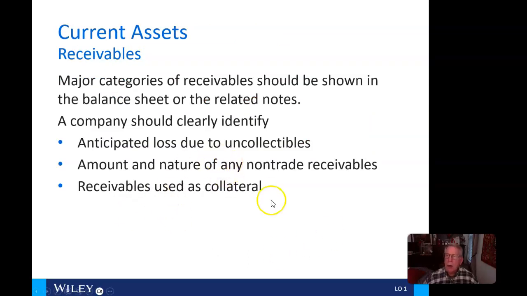And here are major categories of receivables should be shown in the balance sheet or on related notes. So we should clearly identify anticipated losses due to uncollectibles, the amount and nature of any non-trade receivables, and receivables used as collateral. That looks like a good place to stop our first video.